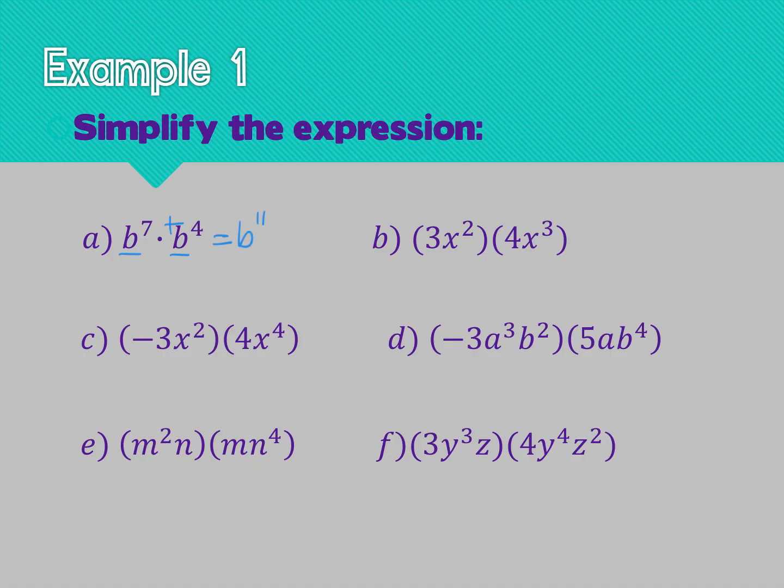All right, when you have numbers in front, like example b, all you're going to do is multiply coefficient with coefficient. So 3 times 4 is going to get me 12. And then variable with variable, so x to the 2nd times x to the 3rd is going to get me x to the 5th. Multiplying with the same base, you add the exponents. Same thing with example C, coefficient with the coefficient.